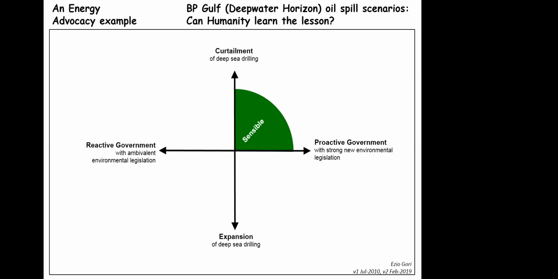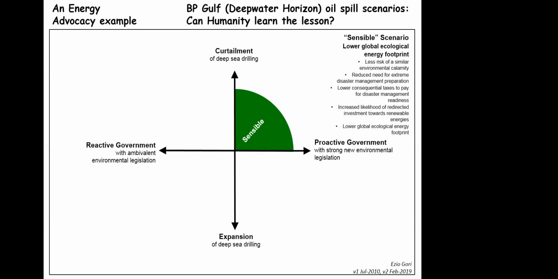Now what happens in a sensible scenario? Well, you have a lower ecological footprint because you curtail deep sea drilling, and you have a proactive government with very strong legislation. So you minimize the risk of a similar environmental calamity. You reduce the need for extreme disaster management preparation. There's lower taxes to pay for disaster management readiness. There's the increased likelihood of redirected investment towards renewable energies. And generally, there's this lower ecological footprint.